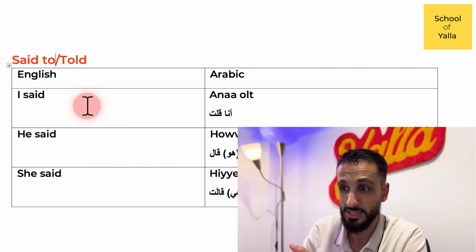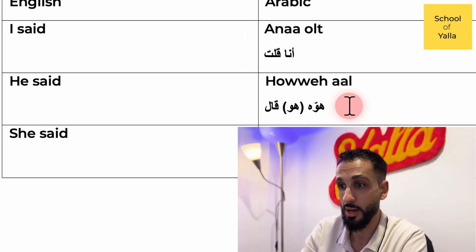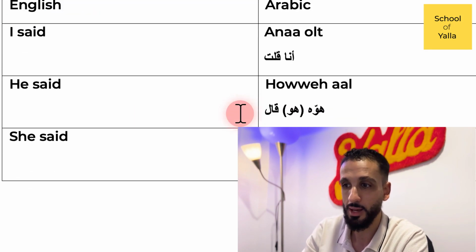So first off, ana ult, I said, let's kind of have a good grasp on these. He said, huwa al, okay. She said, hiya alat. So ana ult, huwa al, hiya alat.